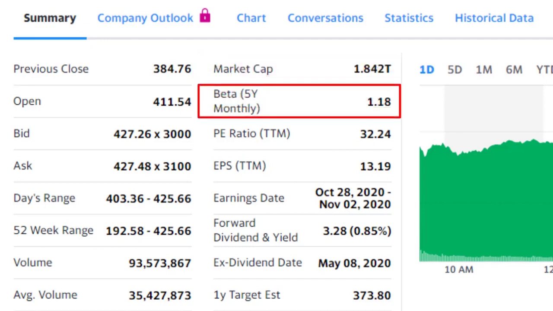Just below that is beta. This indicator will tell you how volatile the stock is. Volatility represents how large the stock prices swing around the average price. The lower the number, the less volatile the stock. The higher the number, the more volatile the stock. Anything under 1 is considered low volatility. Above 1 is high volatility.